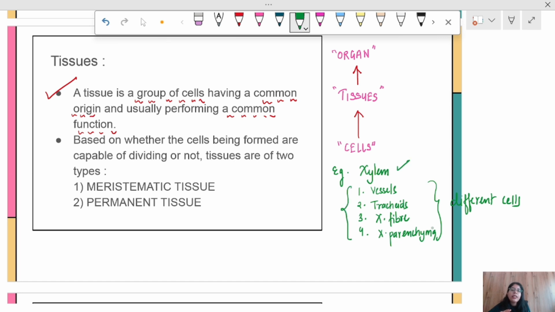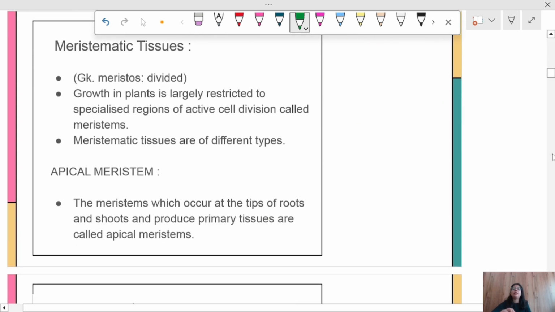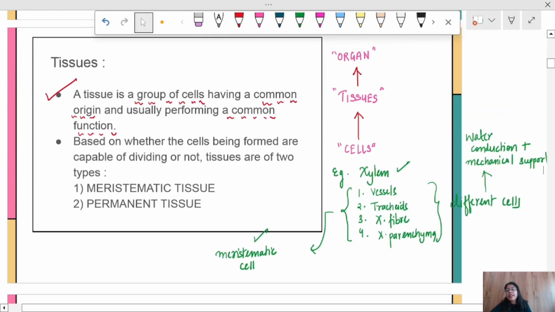Now all these four cells have a common origin. And what is that common origin? That common origin is meristematic cell. So they all have evolved from meristematic cells, right? And what function do they perform? They perform a common function. What is that common function? That is conduction of water, right? Water conduction. And one more work is there, that is mechanical support. They provide mechanical support, mechanical strength, because the majority of them are dead, right? And they also serve a very important role, that is water conduction, right?